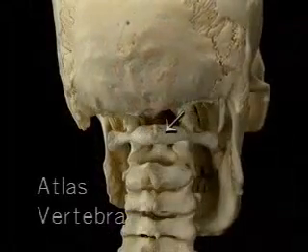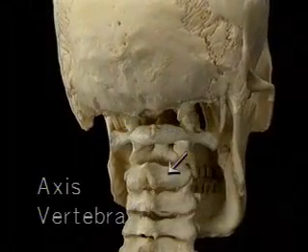Now we've looked at the part of the skull that we're concerned with in this section. We'll move on now to look at the bones below it. First, we'll look at the special features of the first two cervical vertebrae, the atlas and the axis. Then we'll look at the continuity of the cervical spine with the bones of the upper part of the trunk. Here's the atlas. Here's the axis.